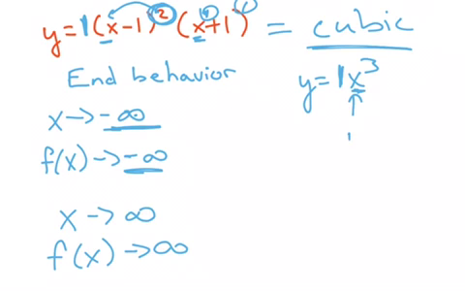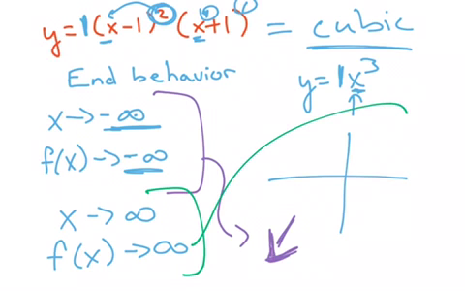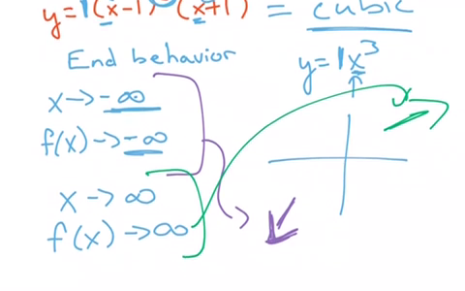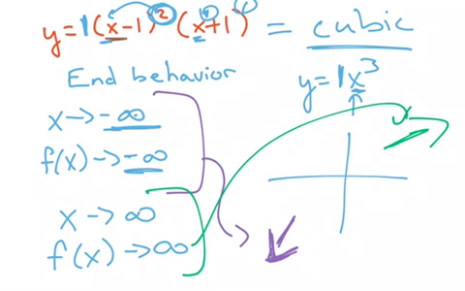So this part here tells me that the function is going to start off negative, and this part here tells me that the function is going to end up going up in the positive direction. This is what end behavior gives us. But we know more. We also know our zeros, which occur when x is 1 and when x is negative 1.